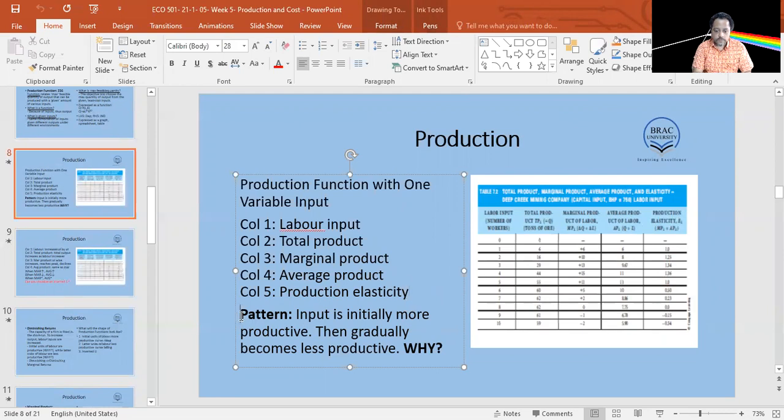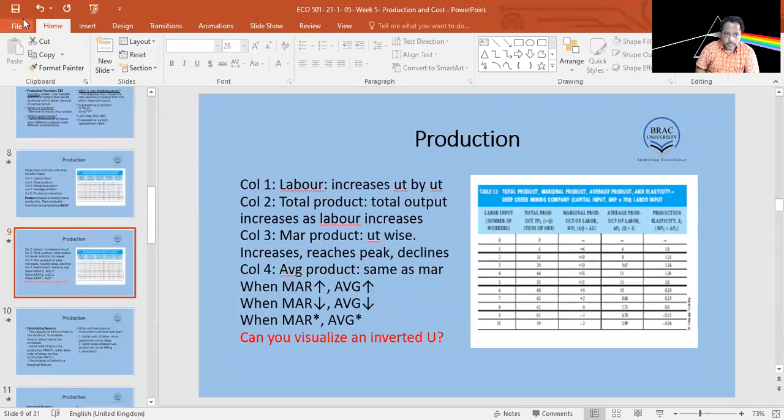The pattern that we want to observe is, why is it that output is initially more productive, then gradually becomes less productive? This is a pattern that we're going to observe in the next slide. And why could this be possible? Is there a strong economic logic behind it, or does it just happen? So we'll go to the next slide.